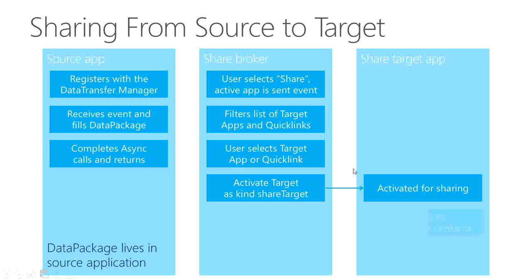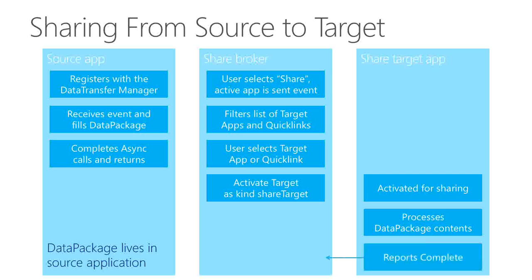There is a request that goes back and forth between the share target and share broker, and eventually the source app's content gets dispatched to the share target via the share broker, and a report completion event comes up. So this is very straightforward in terms of the way it works. There's no complication whatsoever. There are three parties here: source, broker, and target. And the broker is the one who mediates the data transfer between the source and the target. Period. Nothing else.